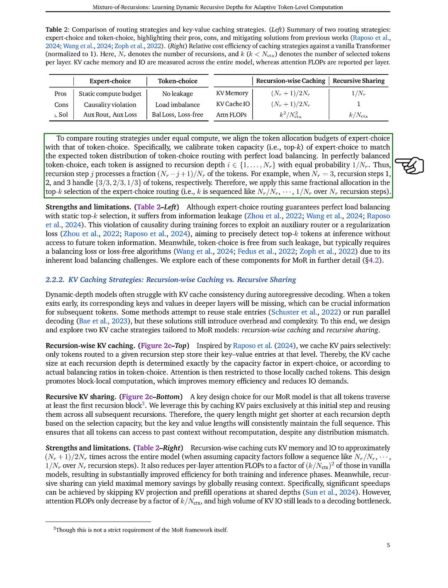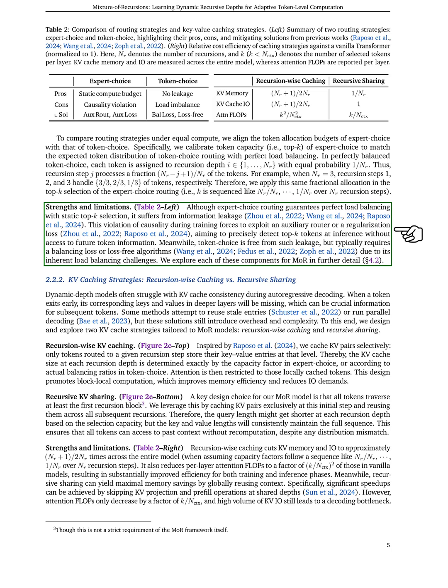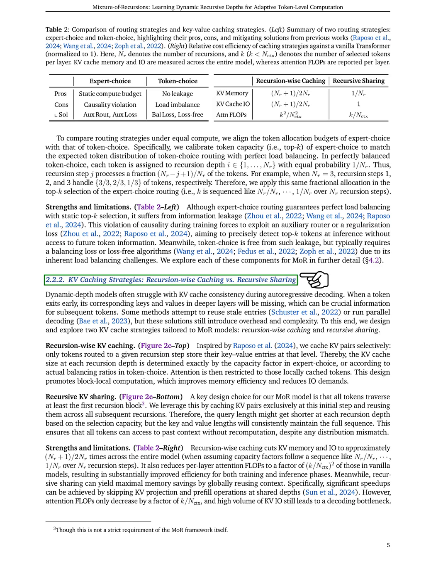Section: Strengths and Limitations. In this section, we discuss the strengths and limitations of our approach. While expert choice routing ensures perfect load balancing with static top-K selection, it has issues with information leakage. This leakage violates causality during training, requiring us to use an auxiliary router or a regularization loss to accurately identify top-K tokens during inference without future token information. On the other hand, token choice avoids this leakage but often needs a balancing loss or loss-free algorithms due to its load balancing difficulties. We will delve deeper into these components for our Mixture-of-Recursions, MoR, model.